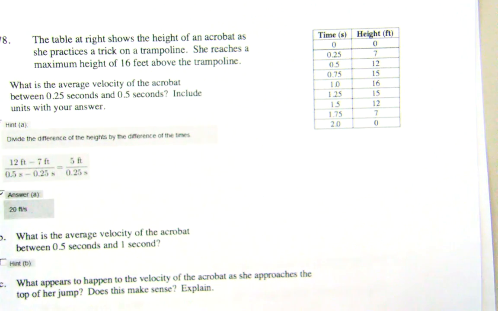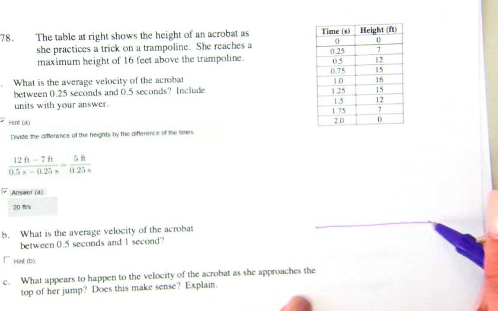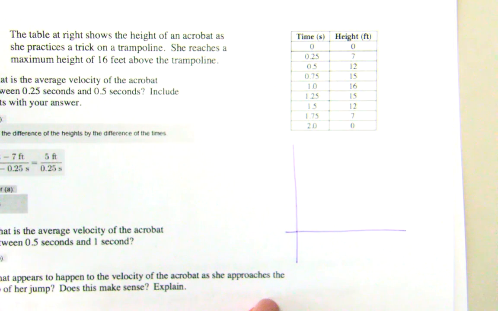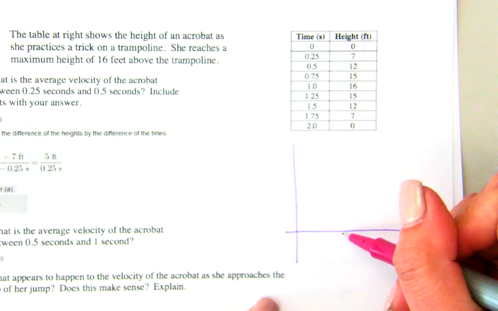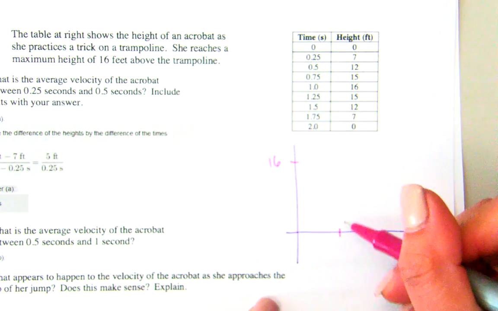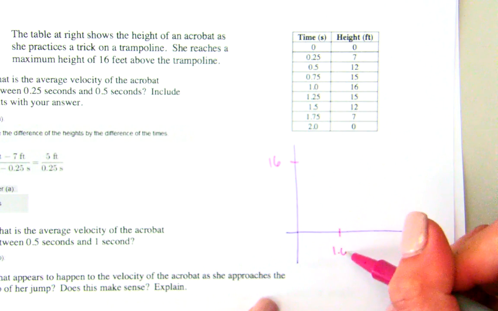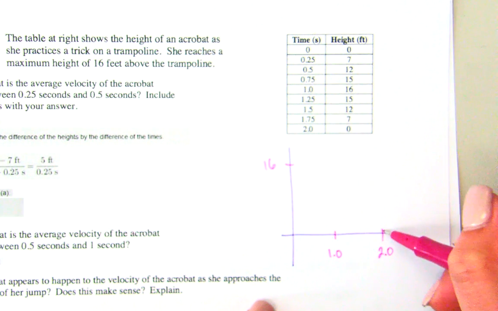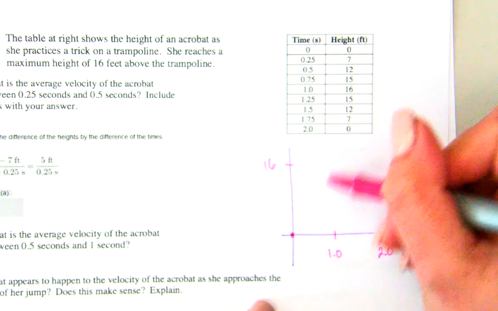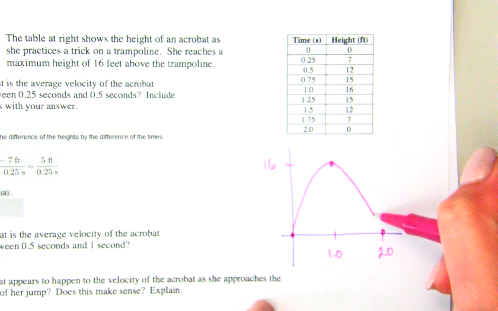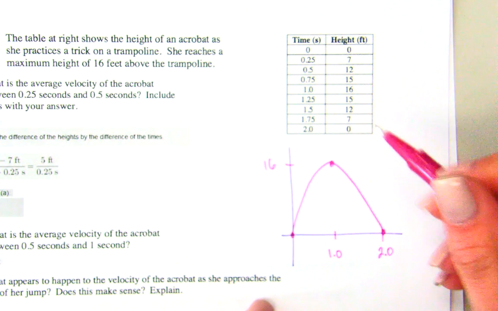Does this make sense? If you actually graph this, which isn't really hard to do, the height of her jump, which is around 16, was at 1.0. And then at 2.0 seconds, she came back down again. So she went up to 16, that's her highest point, and then came back down again. Okay, that's a horrible parabola, but you get the point.